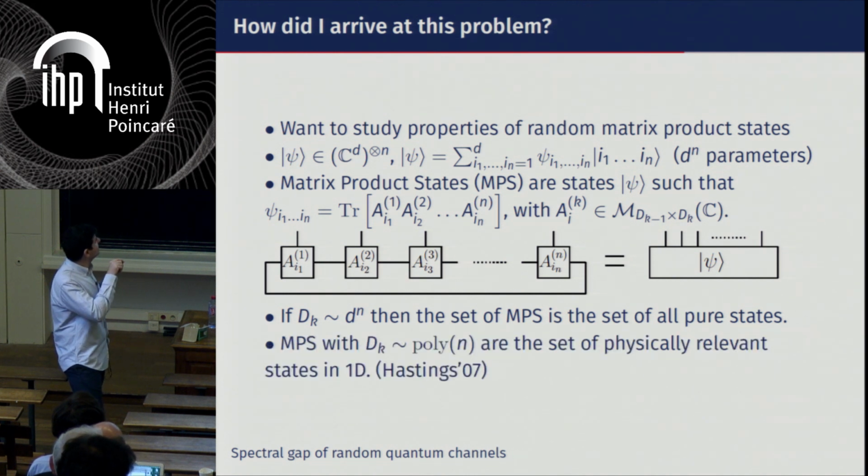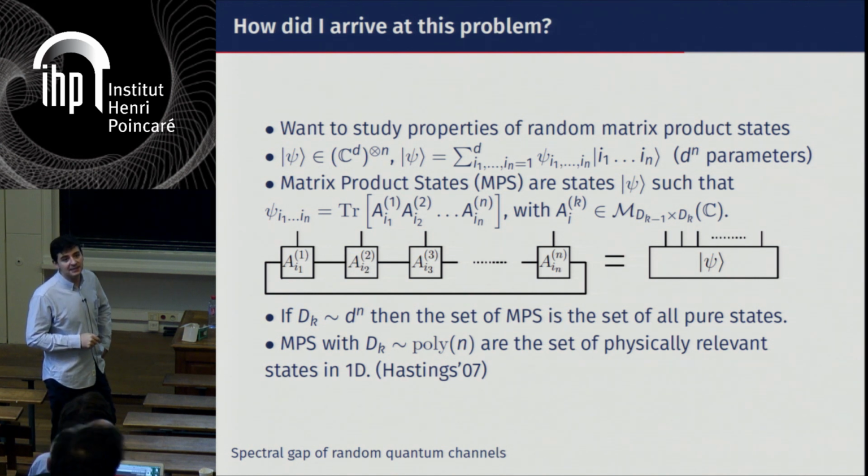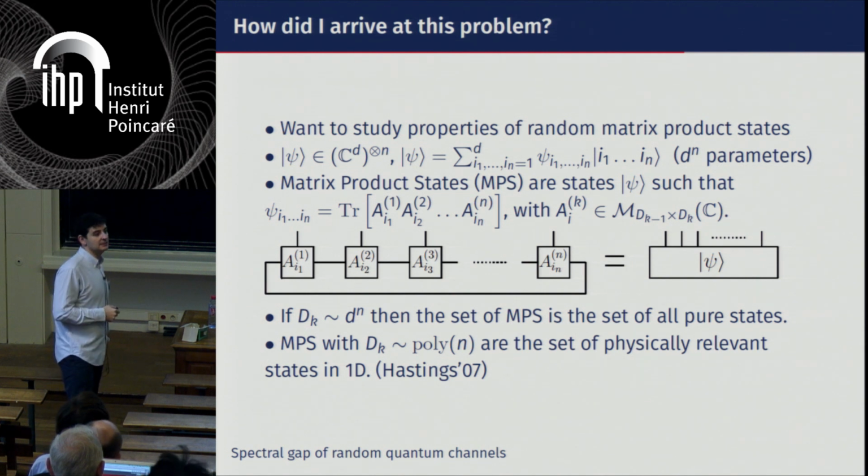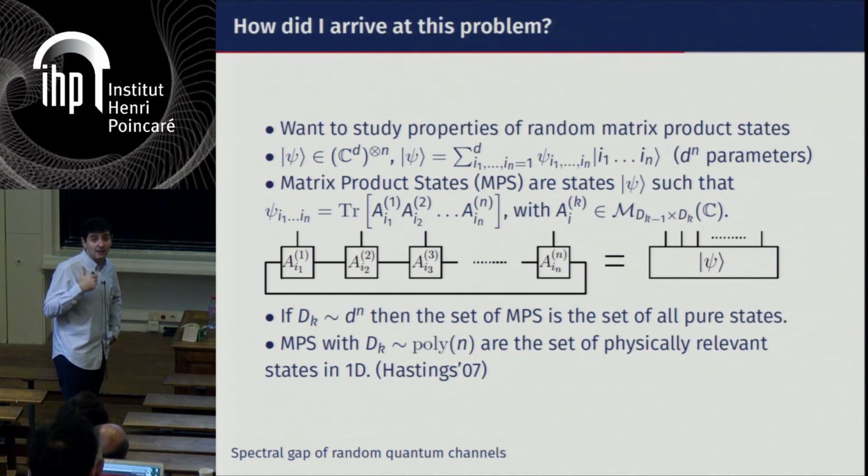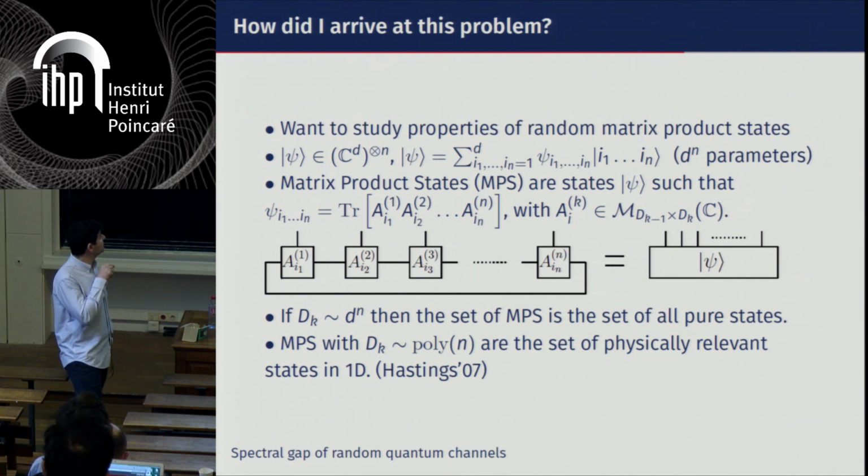So if instead we take D a polynomial in n, then these are not the whole set of states, but nevertheless, these are the set of physically relevant states in one dimension at least. So this was proved by Hastings in a different paper, the same year. What he proved is that whenever we have a Hamiltonian with local interactions that is gapped, then the ground state can be approximated by matrix product states. So somehow these states are the ones that are the low energy eigenstates of the interesting Hamiltonians.